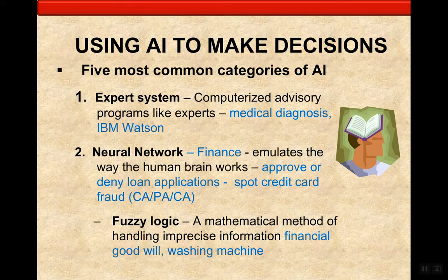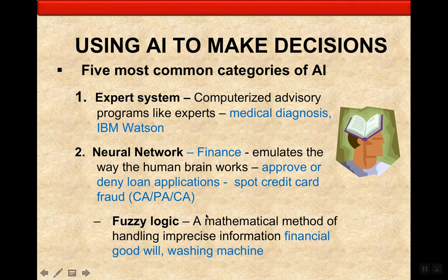So here are some examples, and there are a couple of different types of artificial intelligence classifications of systems. We say expert systems. For example, in medical, computerized advisory programs act like experts. That's the example you see here, medical diagnosis or Watson. If you recall, Watson was the system that was designed and implemented, from a demonstration perspective, to play the game of Jeopardy, and it basically beat everyone. So it's some fairly sophisticated stuff.